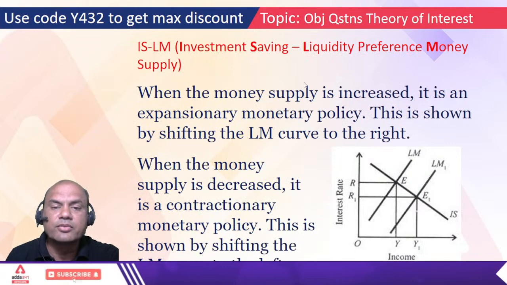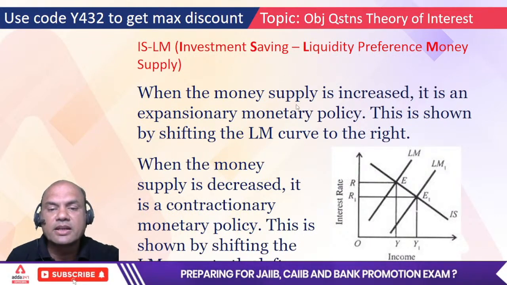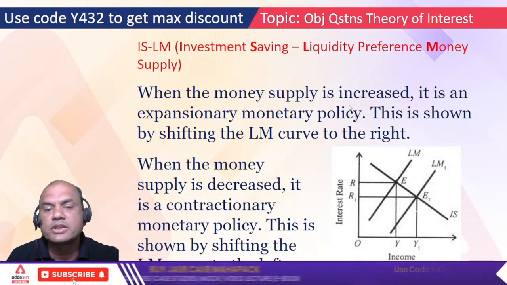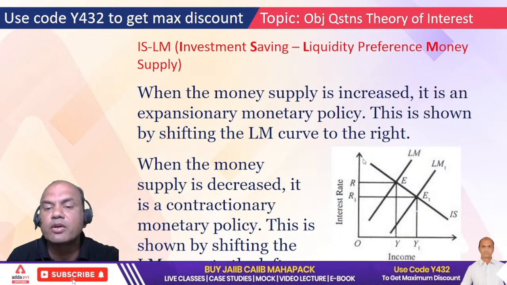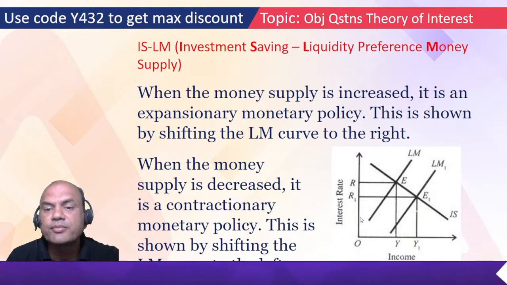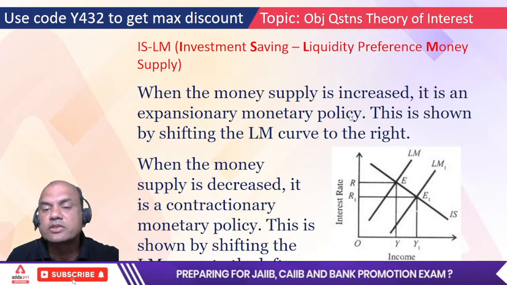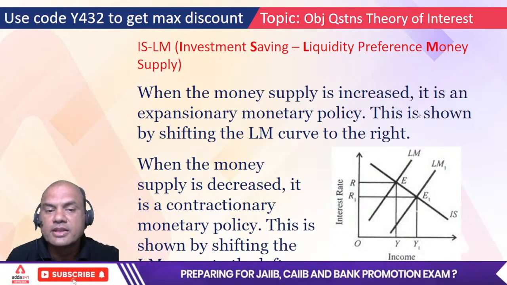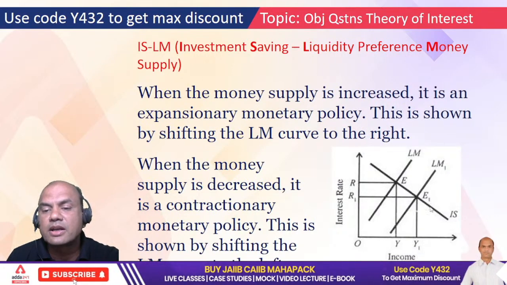Now, in the ISLM curve, when the money supply is increased, it is an expansionary monetary policy. Here, when money supply is increased, it means the rate of interest is brought down. This is known as expansionary. This is where RBI comes into the picture. It is shown by shifting of the LM curve towards the right. Here, this LM curve will shift towards the right.